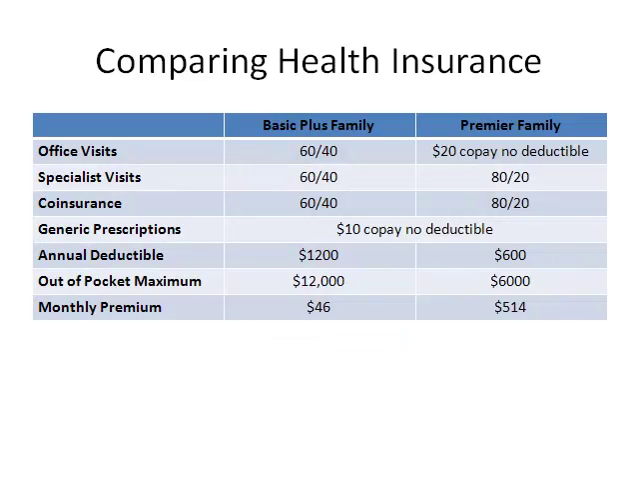This project arose from an analysis I made of the two family plans offered by my own college. These two plans have very different premiums as well as different levels of coinsurance, copays, and deductibles. The Premier plan offers better coverage, but at a cost of $514 per month. The Basic Plus plan offers slightly less coverage, but at a monthly premium of $46.